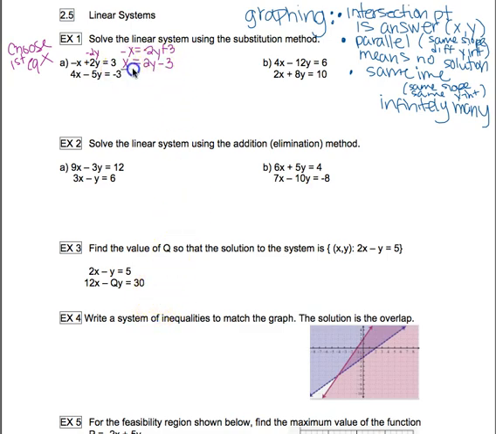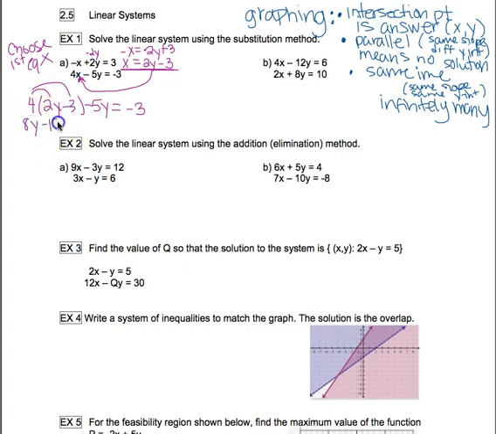Once you have isolated your one variable, the next step is where the name of the method comes into play. We are now going to substitute this expression in place of x in my other equation. So in place of the x in the other equation, I'm going to put 2y minus 3. Notice that everything else I'm writing from that second equation is staying the same: the 4, the -5y, the -3. The only thing that's changing is I'm substituting this 2y minus 3 in place of my x.